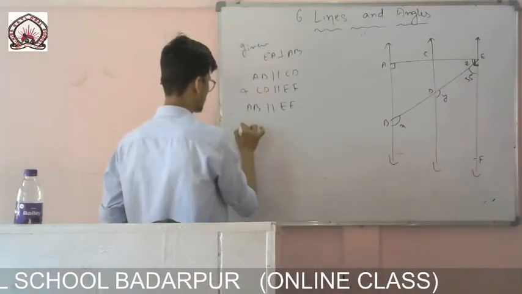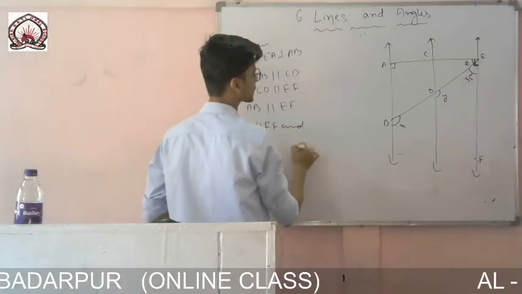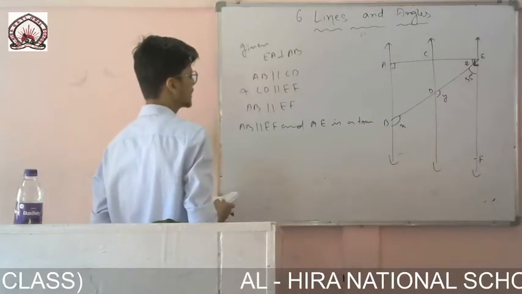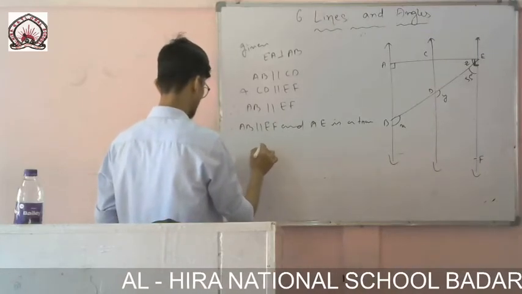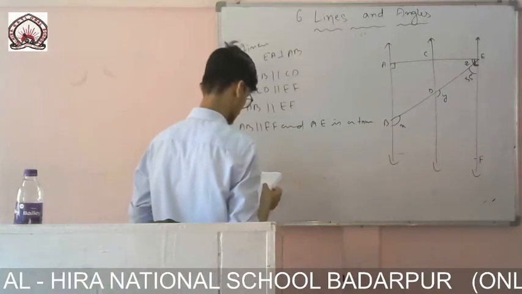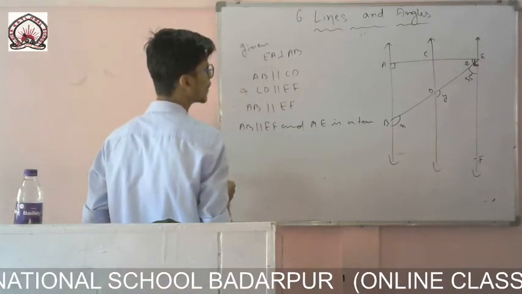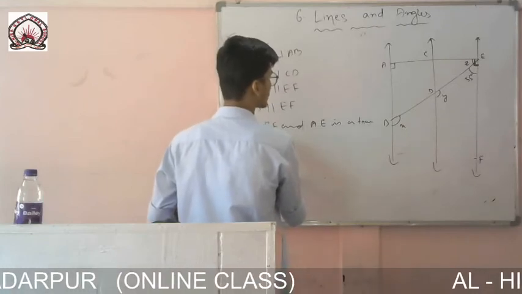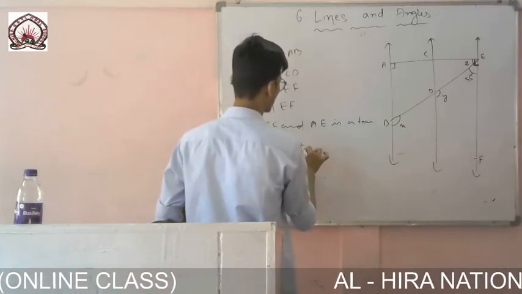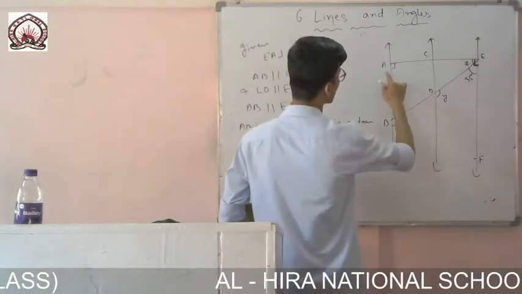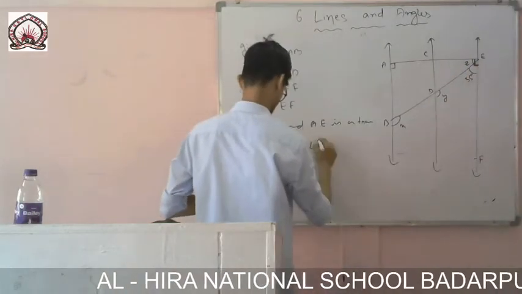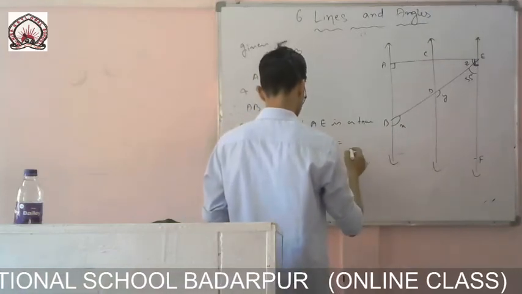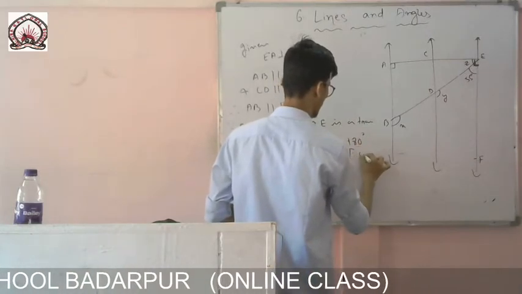So now you write, since AB is parallel to EF and AE is a transversal, I can write angle BAE plus angle AEF will be equal to 180 degrees, and the reason will be since co-interior angles.